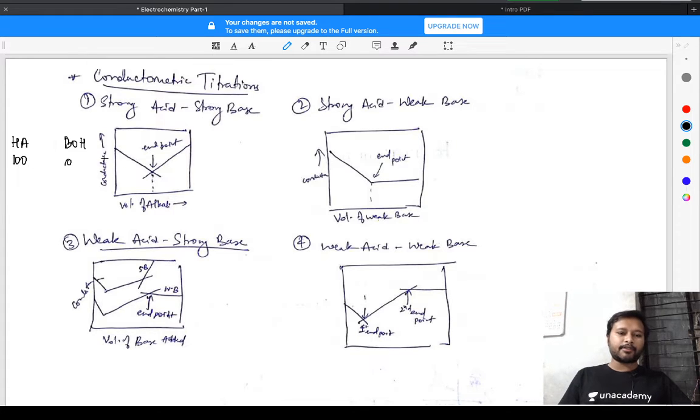Okay, so that's why the value is quite high. Now if I start adding base, I have 100 moles of acid as it is, and the base is 0 over here. Let's say I have added 20 moles of base. So what is going to happen is that 20 moles of this acid will get neutralized, so only 80 moles, or 80 percent, of your acid will be left. So conductance will reduce, and it will show at a certain point over here.